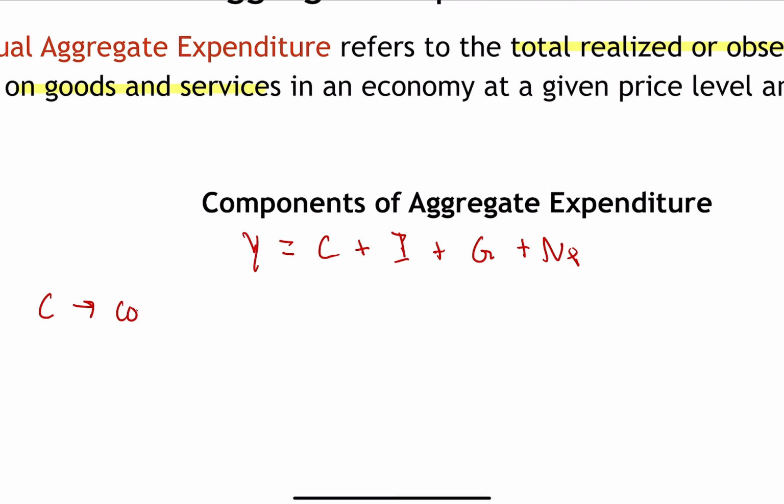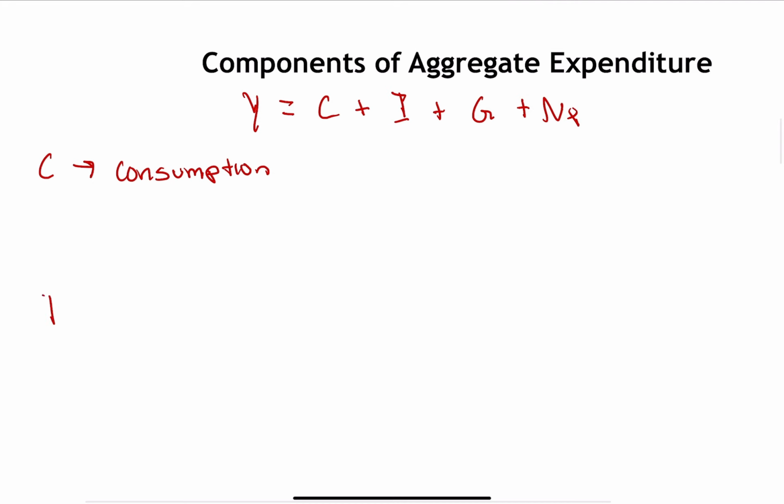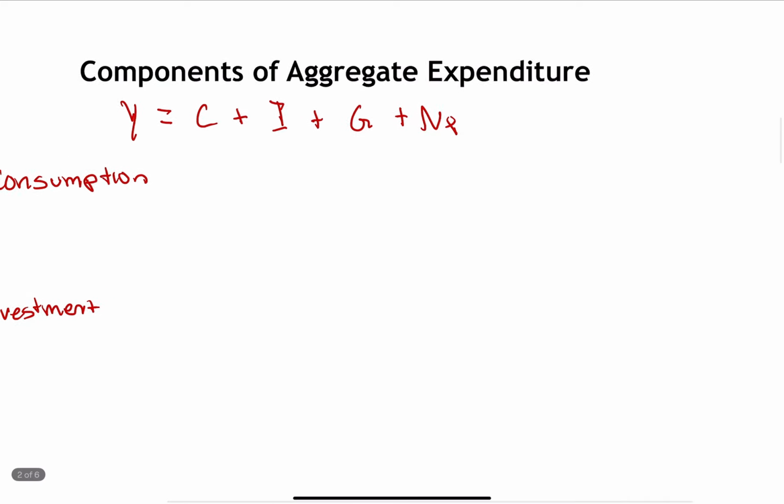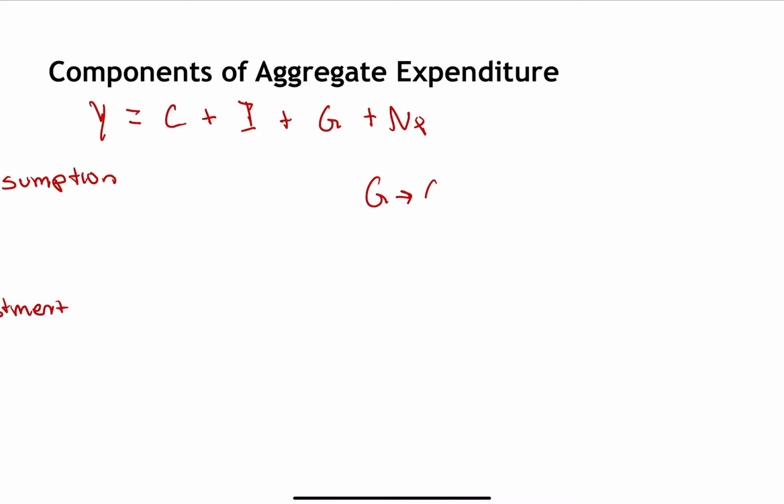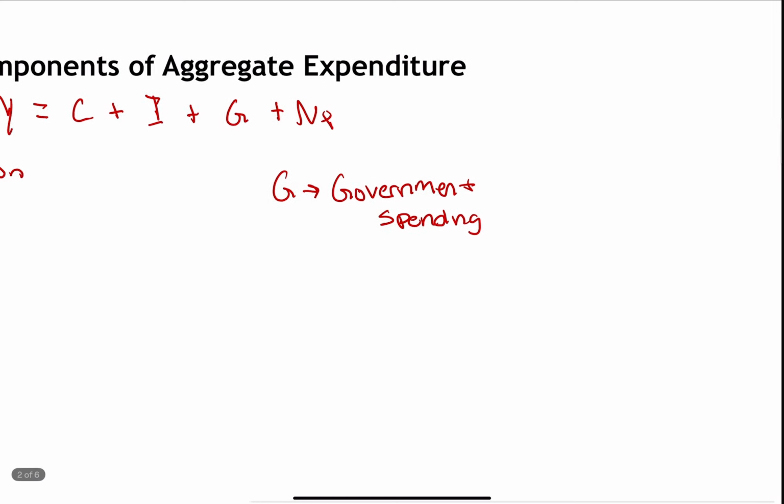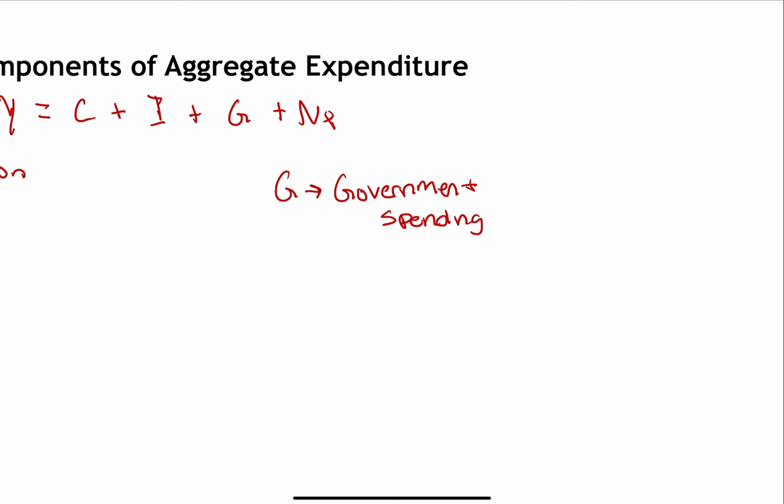C stands for consumption, which includes things like current income, wealth, expected future income, interest rate on savings, and borrowings. The I stands for investment, which includes things like expected profitability, interest rate, and business tech. G is for government spending, which is how the government chooses how much to spend based on the beliefs of what citizens need.